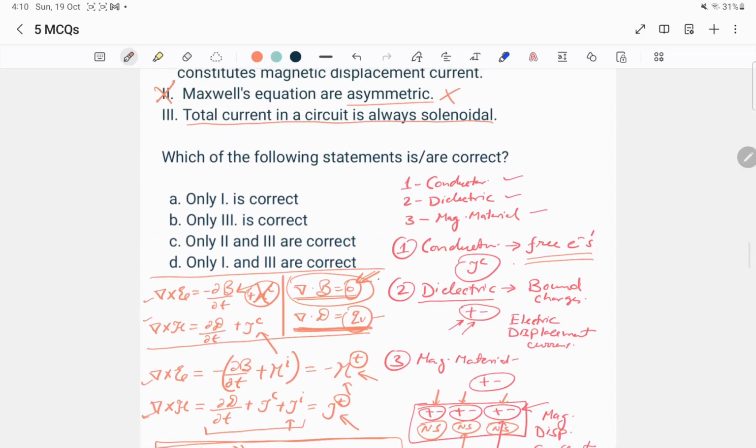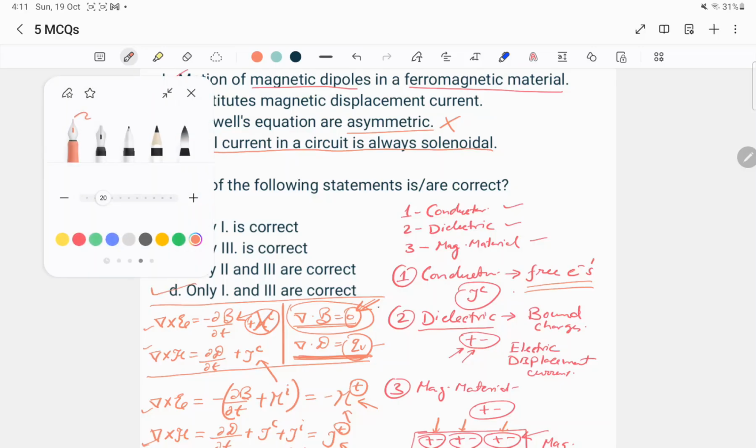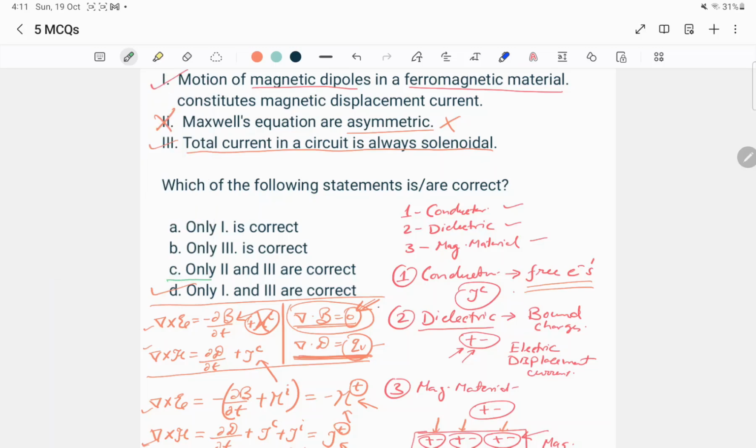And the third statement says that the total current in a circuit is always solenoidal. So statement number 3 is also correct. So if you see these options, statements number 1 and 3 are correct. So option number D is the correct option.